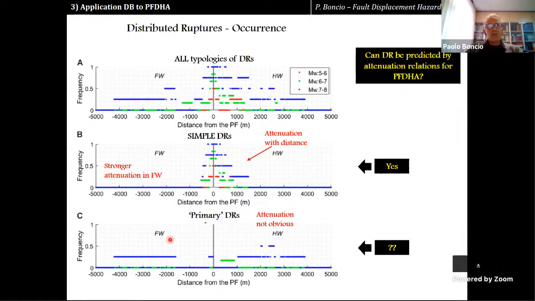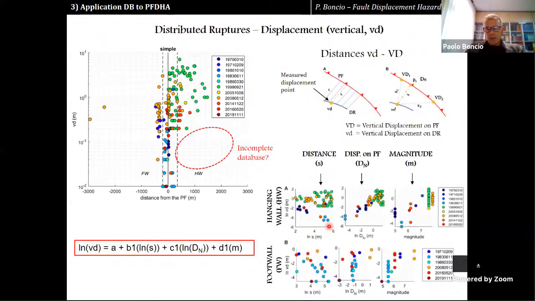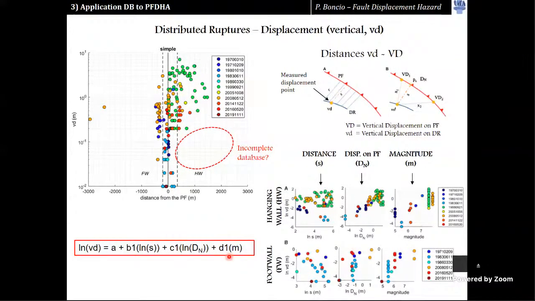But the attenuation is not so obvious for the primary distributed rupture, because you can have the rupture or not. It depends if there is the Messina plain or not. It depends if there is a fold with a bending moment or not. So this is probably because the attenuation is not so obvious. Then we also analyzed the displacement. I don't have time to go into the details, but just to say that we found relations for the vertical displacement on distributed ruptures away from the principal fault, which depends on the distance from the principal fault, on the displacement on the principal fault, and on the magnitude of the earthquake.